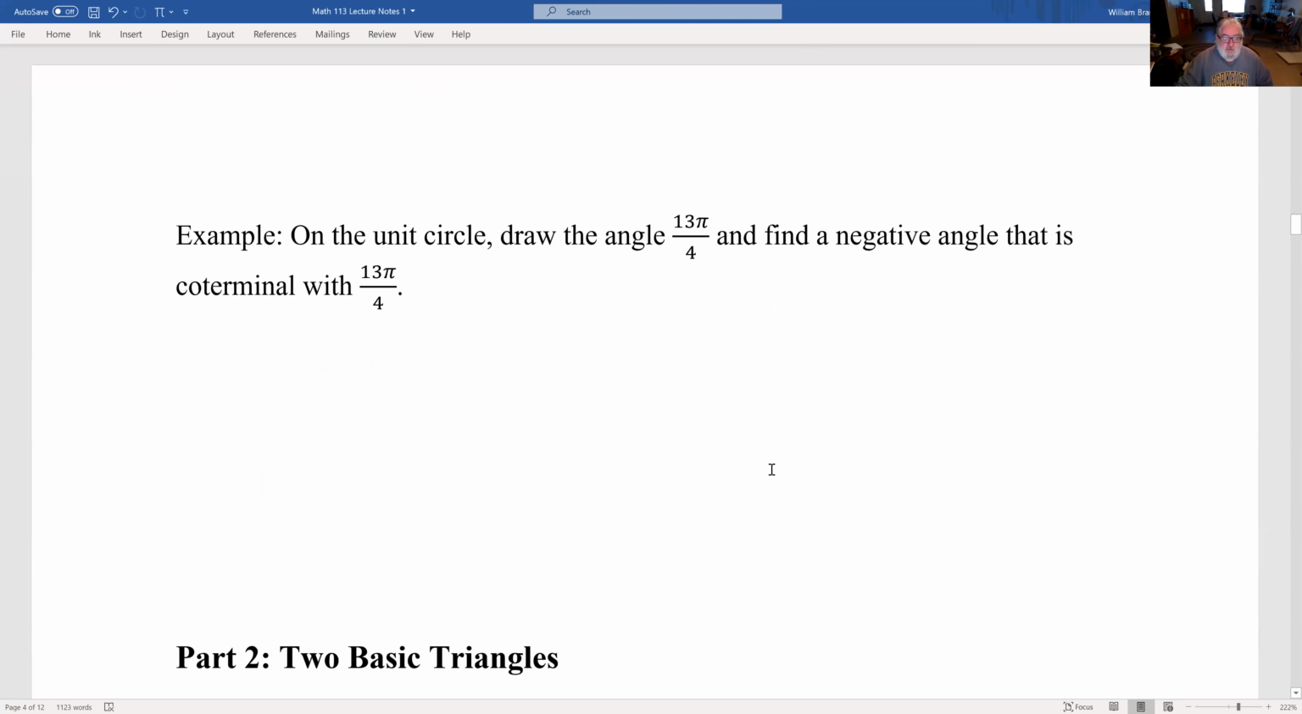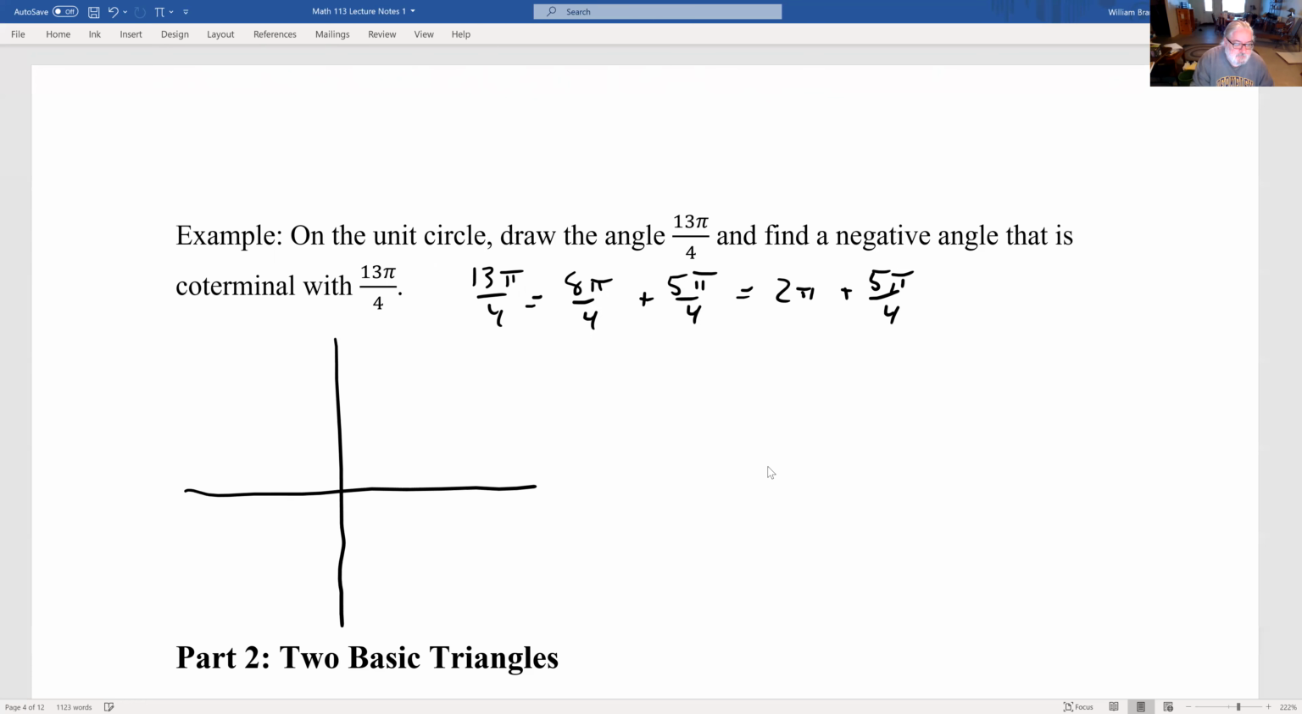So what about, where's the 13 pi over 4? So angles on the unit circle are between 0 and 2 pi. 13 pi over 4 is 8 pi over 4 plus 5 pi over 4, which is 2 pi plus 5 pi over 4. So on a unit circle, what's going on there? Here's my unit circle. The 2 pi says go around the circle once. So we go around the circle once. And then we have to go another 5 pi over 4.